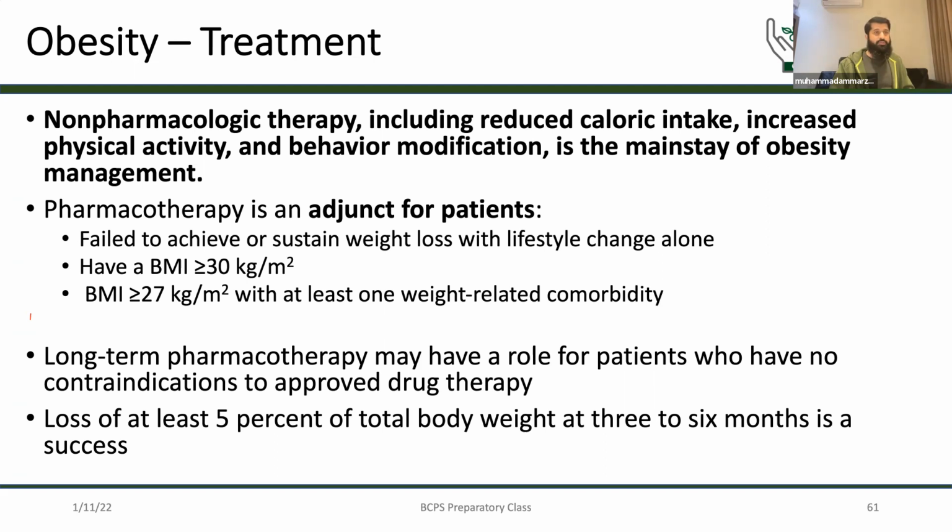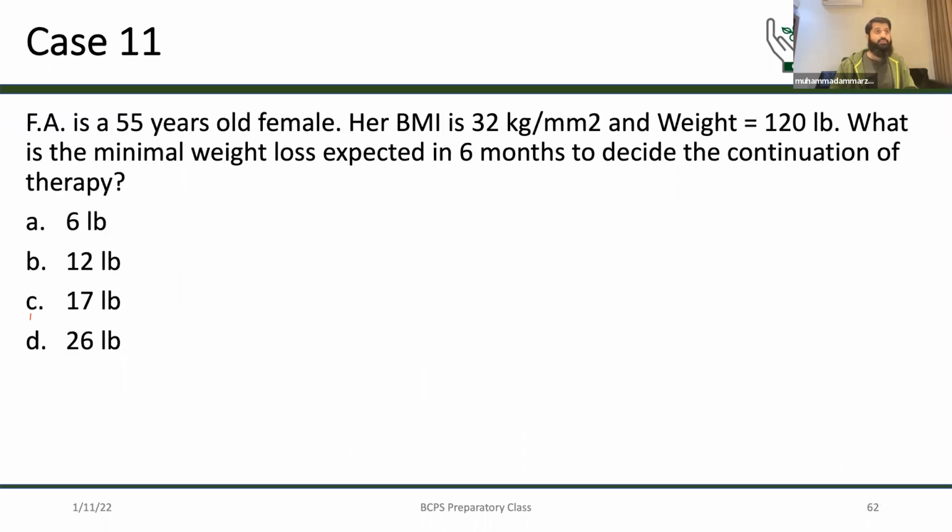research cohorts. So the last point is very important, and it is tested again and again in pharmacotherapy exams, that the loss of at least 5% of total body weight at 3 to 6 months is a success. So if you are using a pharmacotherapy and you are not achieving at least 5% of total body weight loss, then you should not use that therapy for longer periods of time because of the adverse effects of therapies. So this concept is tested in this question.